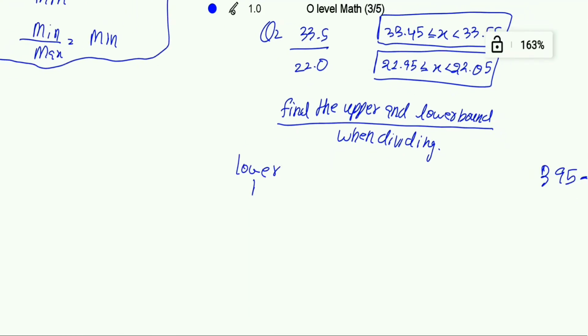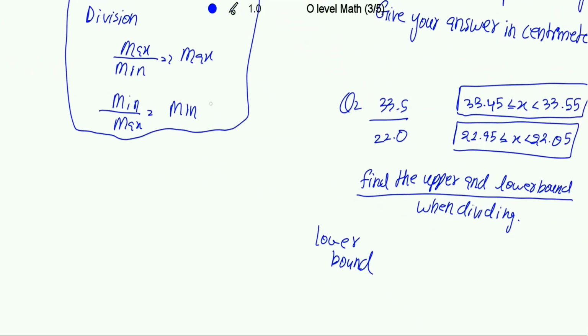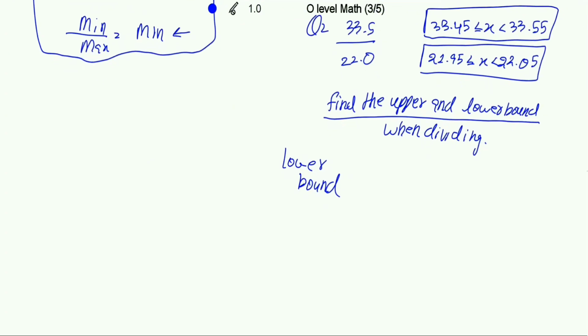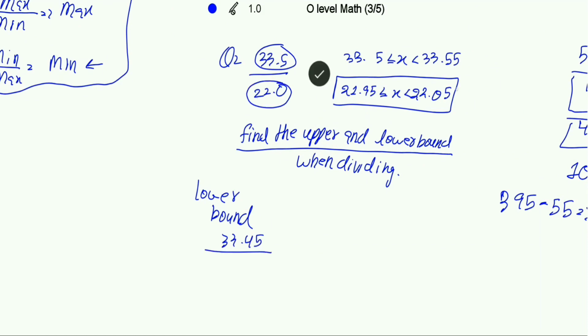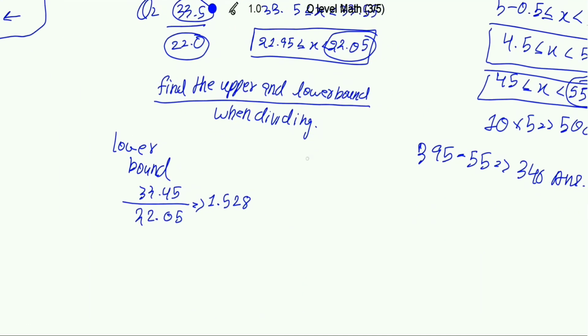So what is the upper and lower bound? If I want to find the lower bound when dividing, we're going to use this one: minimum upon maximum. The minimum of this number is 33.45, so 33.45 upon the maximum of the other number, which is 22.05. Okay, and so we will have 1.528 as the lower bound. Now I need to find the upper bound when dividing the numbers.